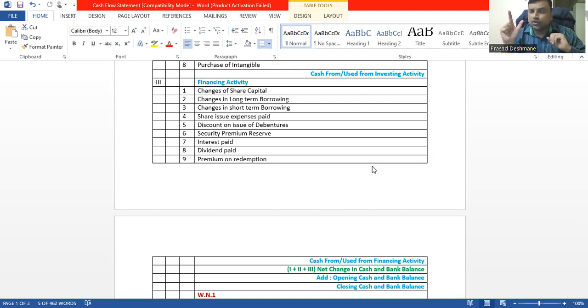Third one is the changes of short-term borrowing. Do you remember in the working capital I excluded the short-term borrowing? So exclude it from there and record it over here. Because borrowing is a part of financing activity.